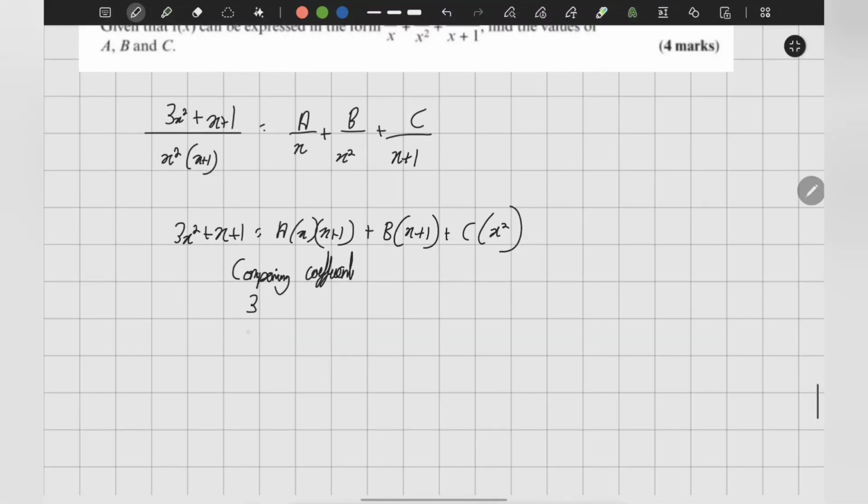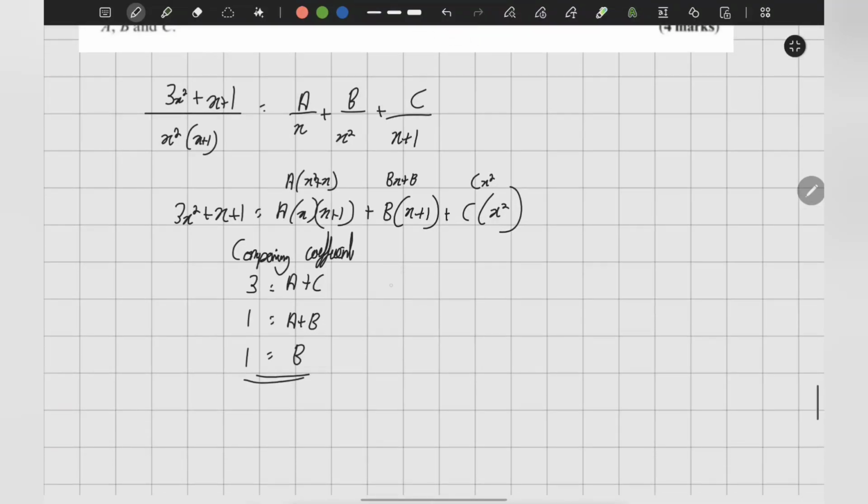We would have the 3, the 1, and the 1, so the x squared, x and 1. So 3 would be equal to, I can just expand this to make it easier. You'd have ax squared plus ax, bx plus b, and cx squared. So we would just have a plus c for the 3. For the 1, for the x term, we would have a plus b, no c. And for the constant, we don't have any a constants, we have a b constant. But that is the only constant we have. So that would just mean that b is equal to 1 instantly.